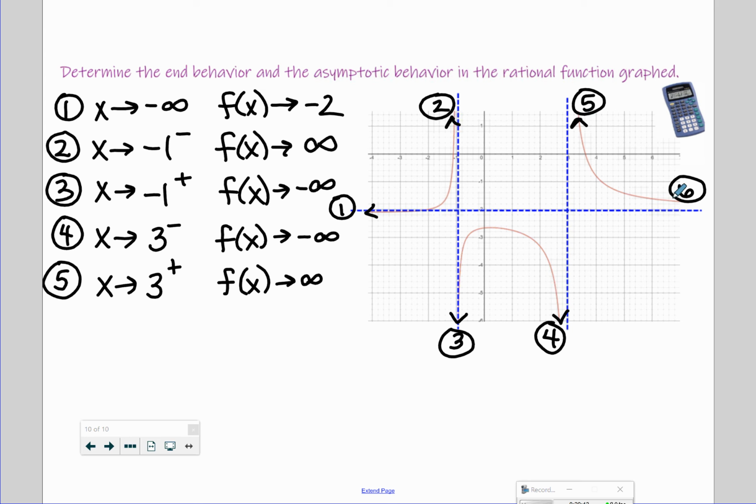And then last but not least, end behavior number 6 is going to the right forever. So my x is approaching positive infinity. My y is approaching my horizontal asymptote at negative 2.